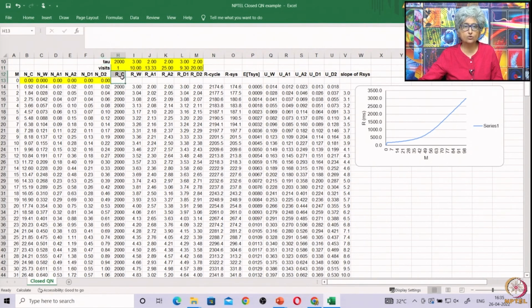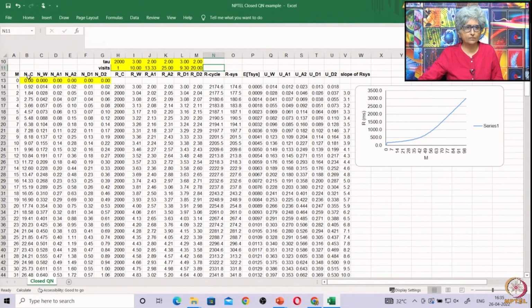The C node shows the client node, and we know that the visits in a closed queuing network are relative visits, relative to one visit to the client node. So we have 1 here, we have 10 here, and all these are as were shown in the parameter slide. Okay.